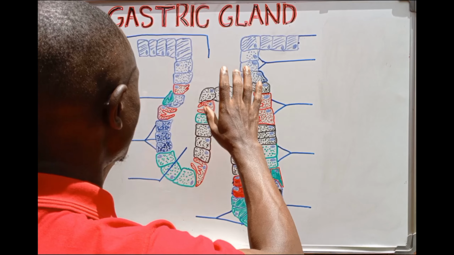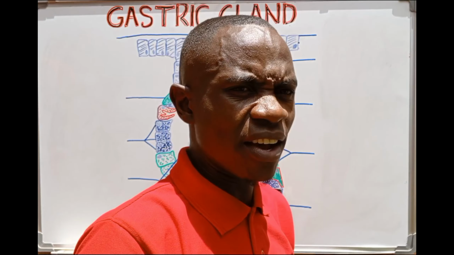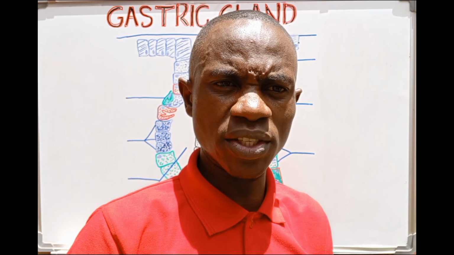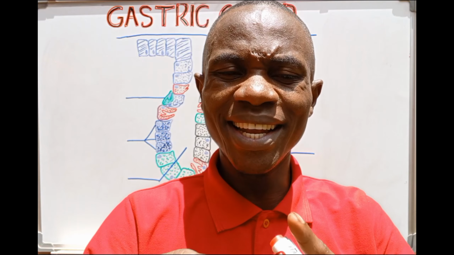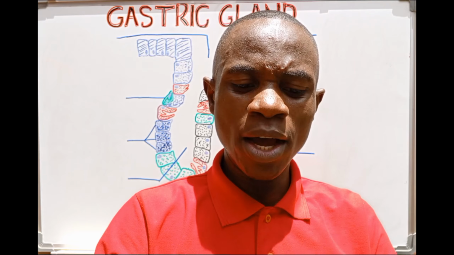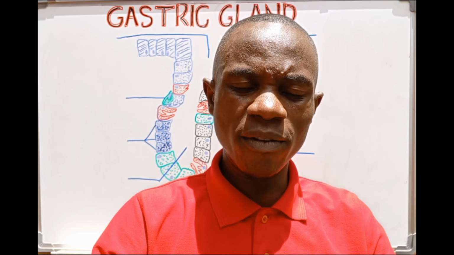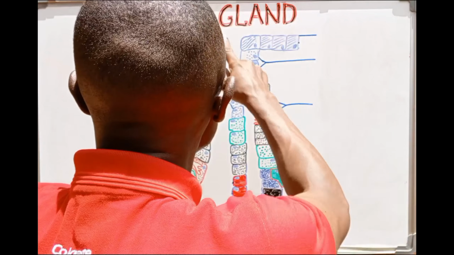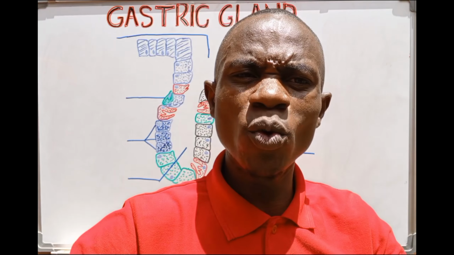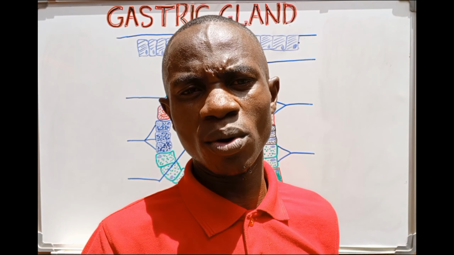Now we need to know what the gastric gland is. You're going to find these structures within one of the most important layers of the stomach. The stomach has four layers. It has the innermost, which we call the mucosa, the submucosa, the muscularis externa, and then the serosa. These gastric glands reside within the innermost layer, the mucosa.